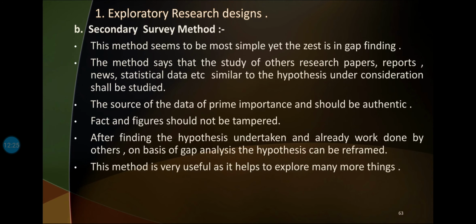Secondary survey work. This method seems to be the most simple, yet the gist is in gap finding. What it means is that we study the various literature that people have done already, and from that work you find out what they have done, what they have mentioned, what problems they faced, what were their conclusions, what you want to do, and how your work can be correlated with their work, or what is the gap between your expectation and what work they have done.